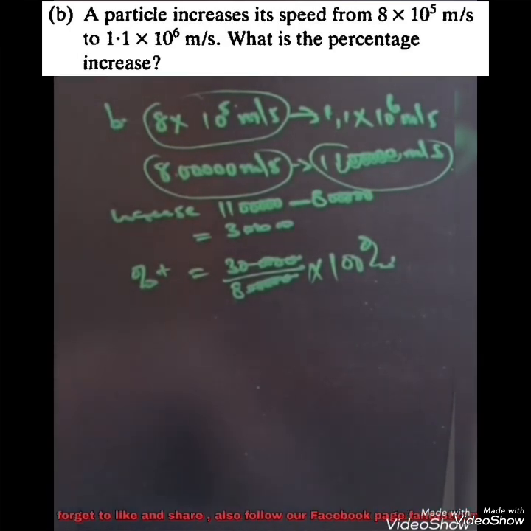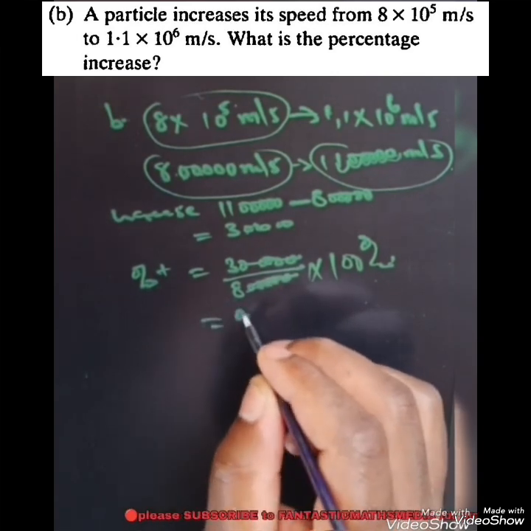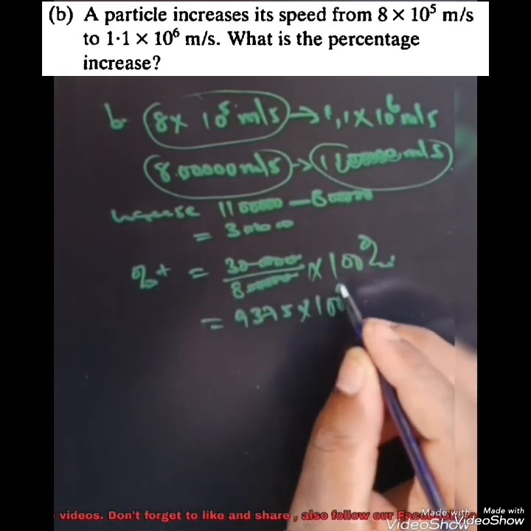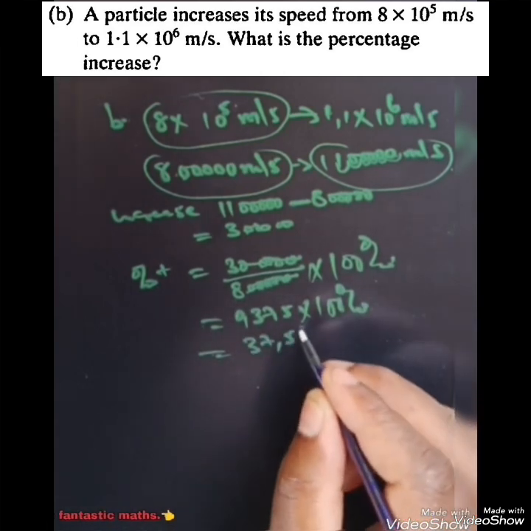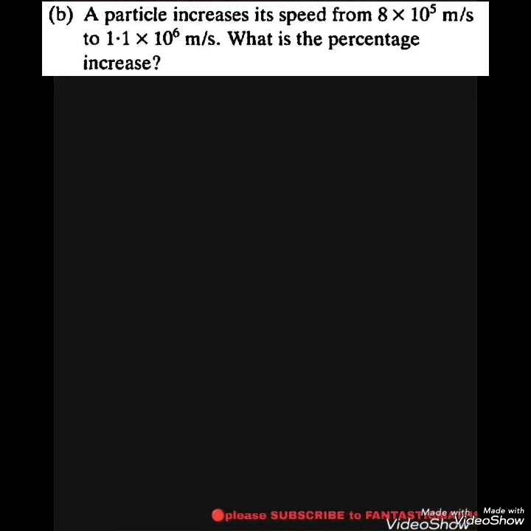You can use a calculator here to find the percentage increase. What is the percentage increase here? We need to first divide. We get 0.375 times 100%. So the percentage increase is 37.5%. Okay, so we are done for today.